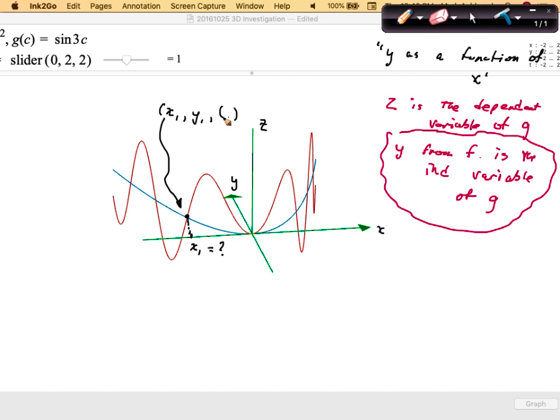And what did we say? Values of z are from which function? G, right? Okay, so we need to know what y value, because y was the independent variable of g, right? So what y value is going to give us the z value of 0? So that goes back to what graph? Sine graph, right?